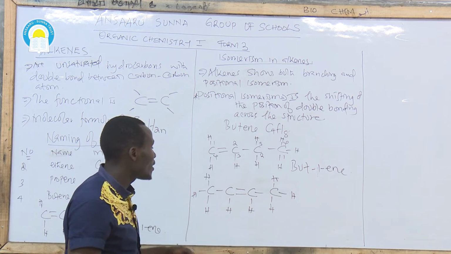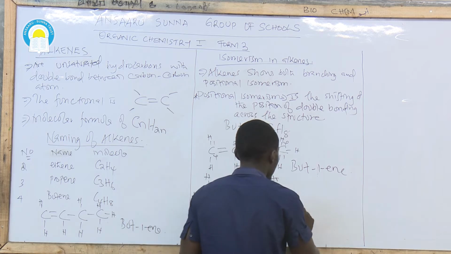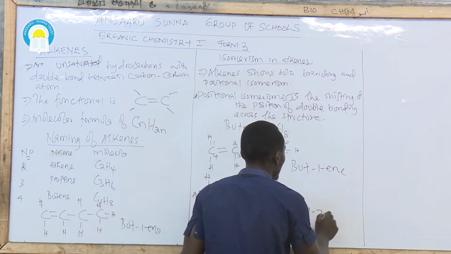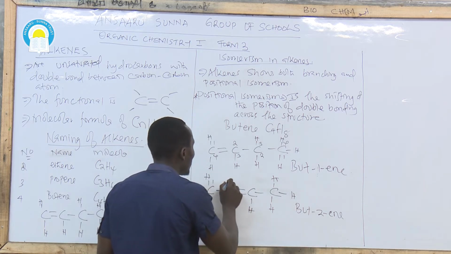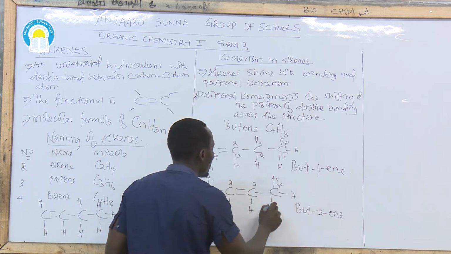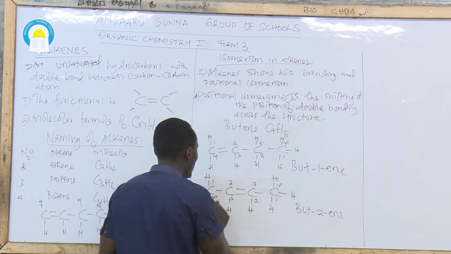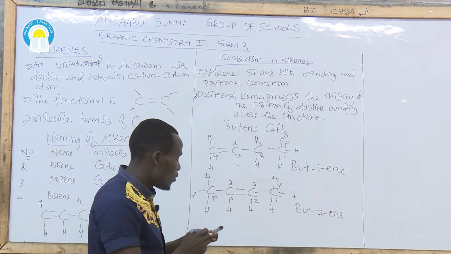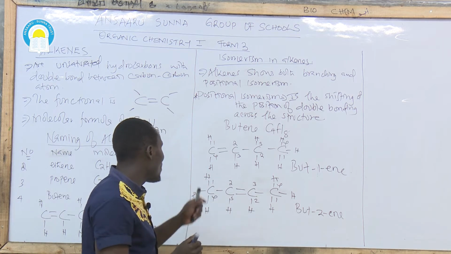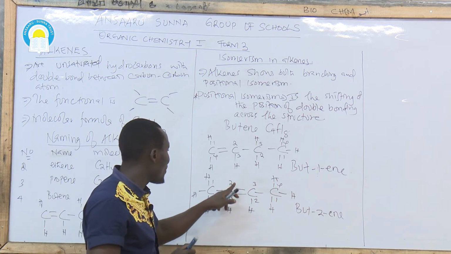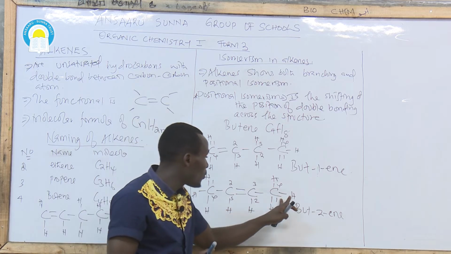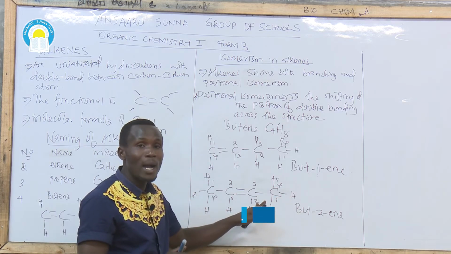This is named as but-2-ene, whereby this is carbon number 1, carbon number 2, carbon number 3, carbon number 4. So you can see in this one, whether we start naming the carbon atoms from this end, the double bond is going to be found on carbon number 2. And if we begin from this end, it is still going to be on carbon number 2.